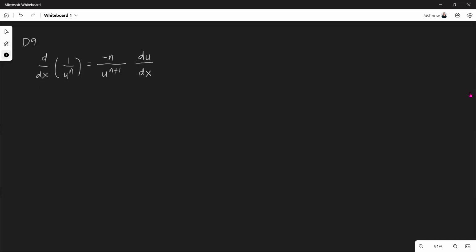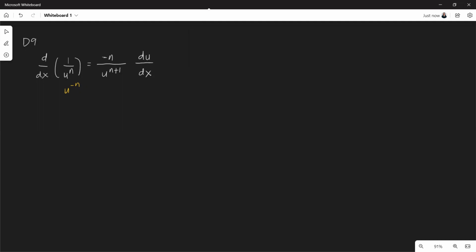So if your n is -1, then one over u to the power of n is just the same as u raised to the power of negative n, using one of the laws of exponents. All right. So let's try to derive how we ended with -n over u to the power of n plus 1 times du over dx.